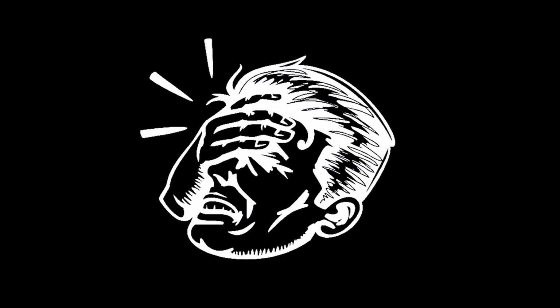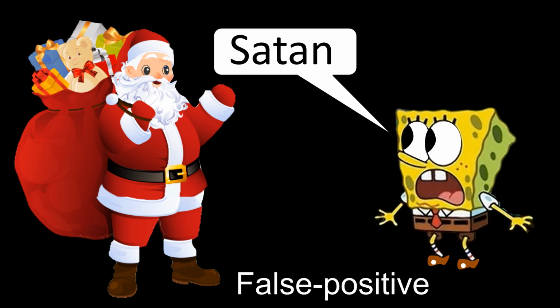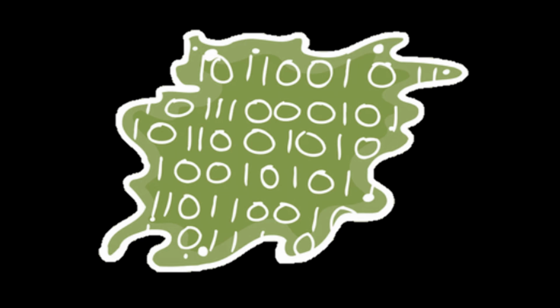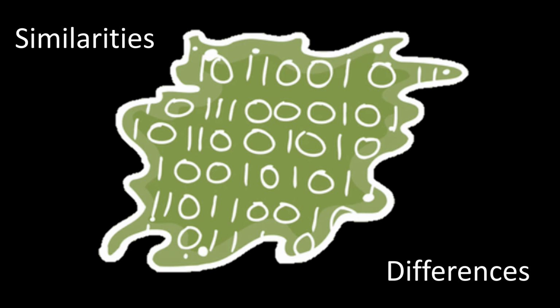The most common mistakes interpreting EMG are calling Satan Santa and calling Santa Satan. False positive errors are probably more common and worse than false negative errors. Both types of errors, false negative and false positive, are often related to a mistaken binary decision based on overemphasizing or underemphasizing similarities and differences shared by normal and abnormal EMG findings.